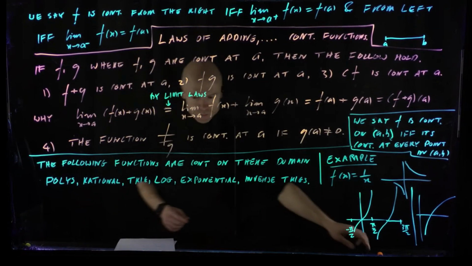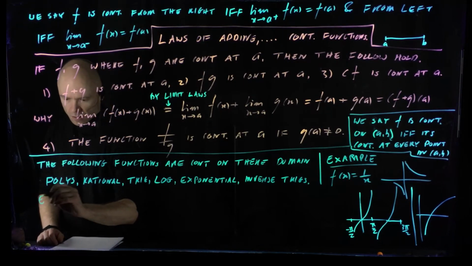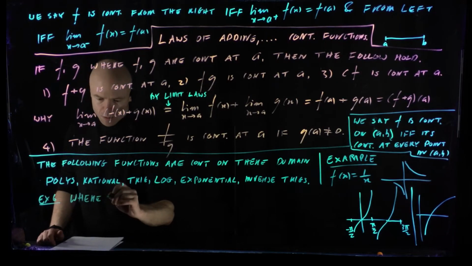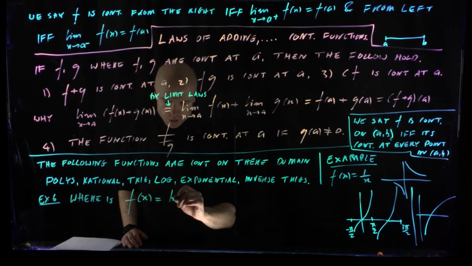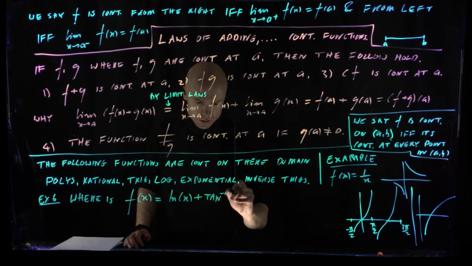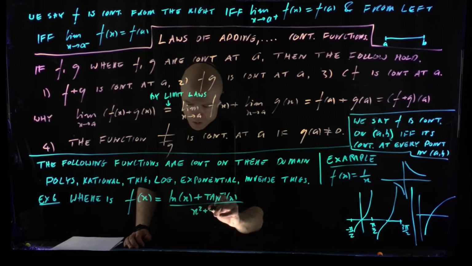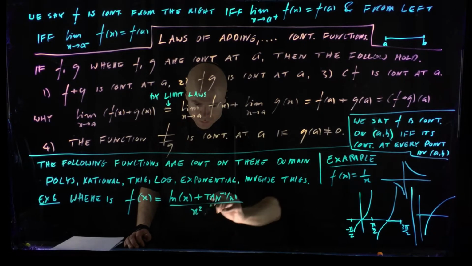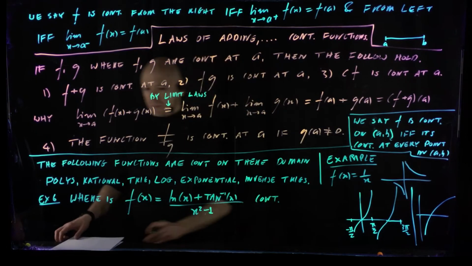Let's do this example. Example 6. Where is this function, f of x, which is equal to log of x plus tan to the minus 1 of x over x squared plus or minus 1, continuous? Okay.